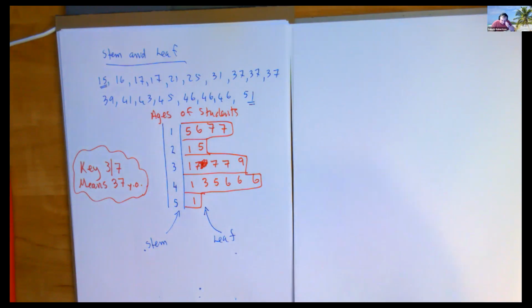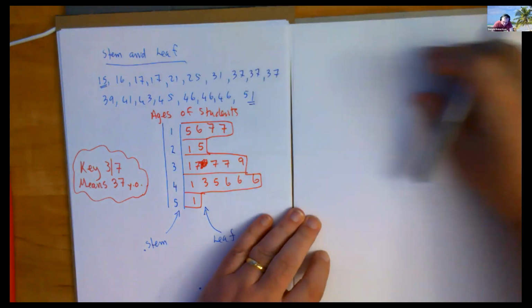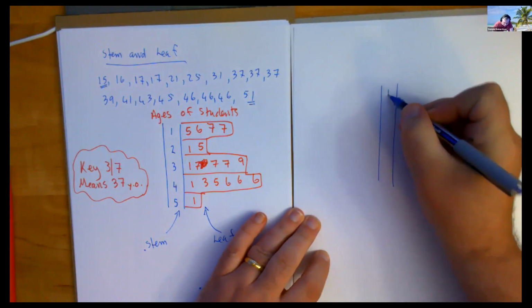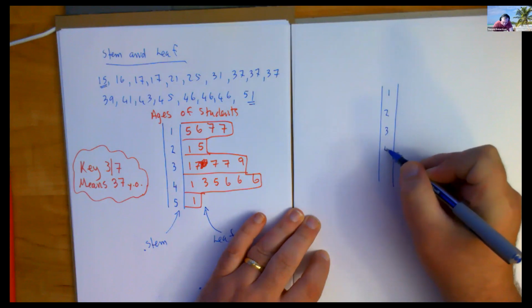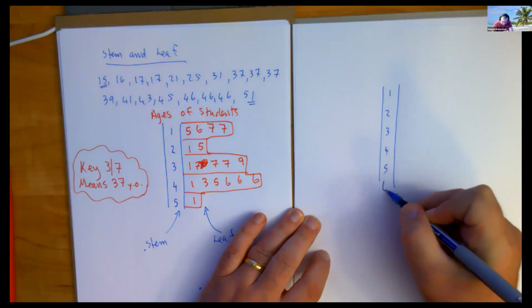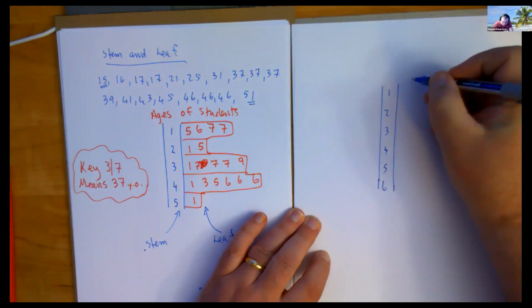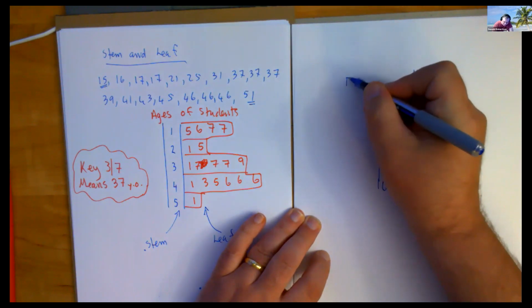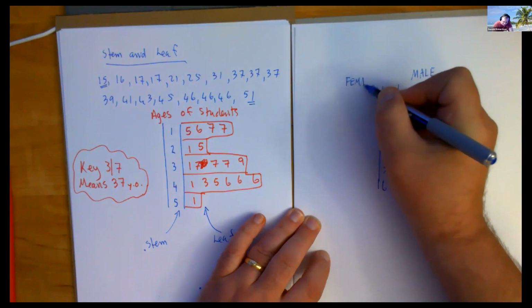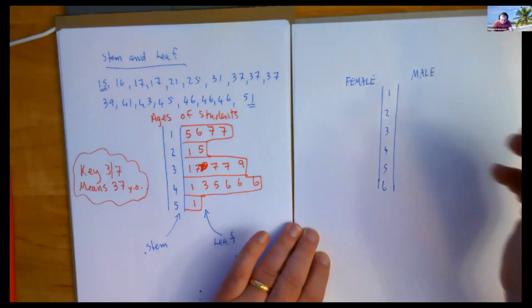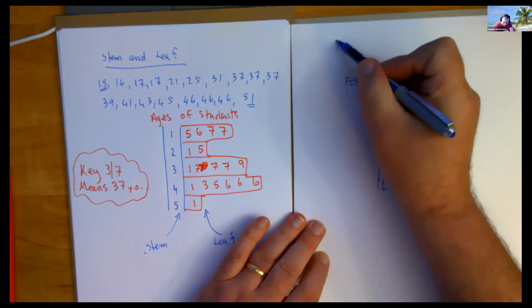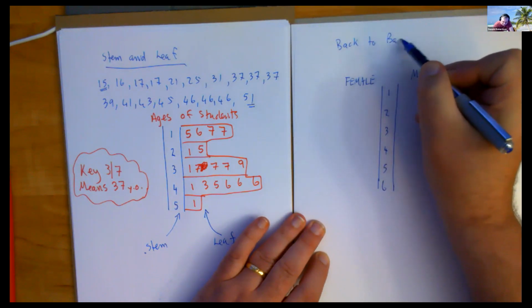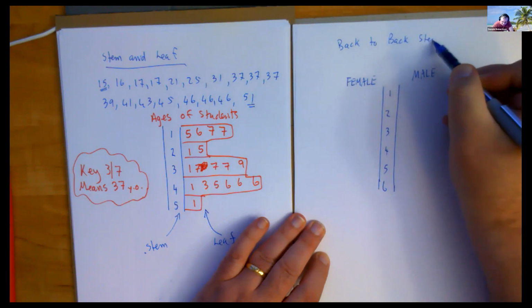Suppose we had another set of data. I'm not going to write the raw data here. I'm just going to pretend that we know what it is. And this stem and leaf has a different name, but only a slightly different name. Most textbooks call it a back-to-back stem and leaf.